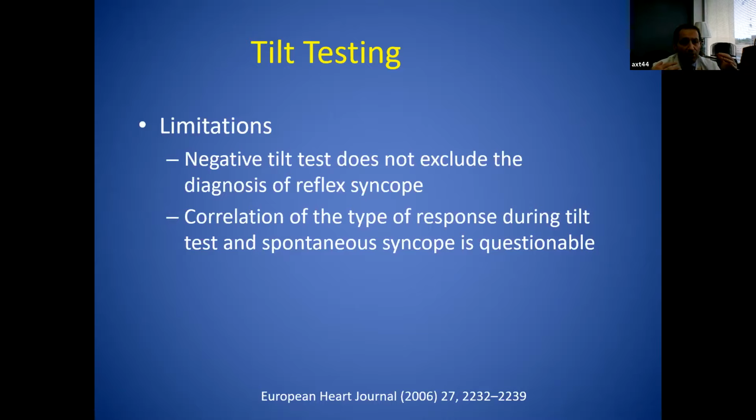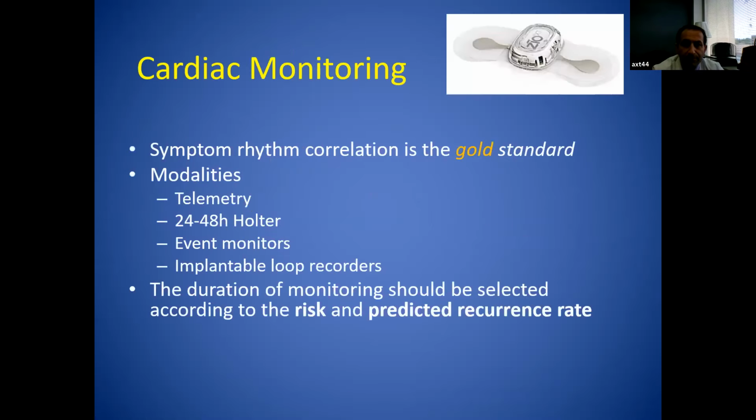She was standing, washing dishes, and all of a sudden she just had abrupt loss of consciousness. There was no prodrome. It wasn't hot. She wasn't standing for a long time. It just wasn't the classic presentation. So I decided to do a tilt and an EP study. The tilt was positive, but so was the EP study. So we ended up giving her a pacemaker.